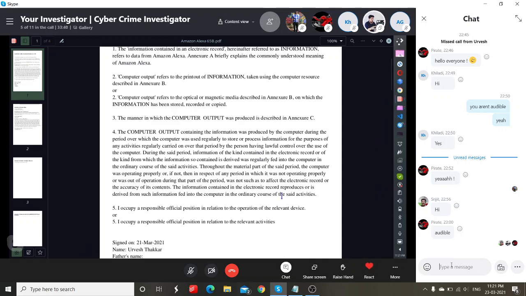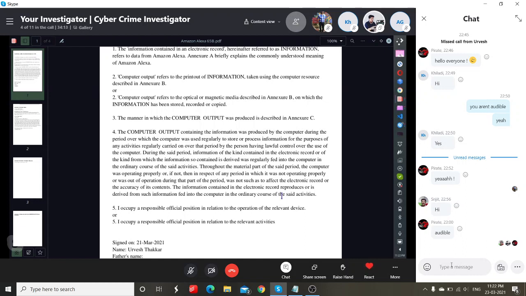The computer output containing the information was produced by the computer during the period over which the computer was regularly used to store or process information for the purposes of activities regularly carried out over that period by the person having lawful control over the use of the computer. One thing I forgot to mention as a point in the sub-clause is that the person should be lawful. The device should be lawfully with the person to whom it belongs, right?